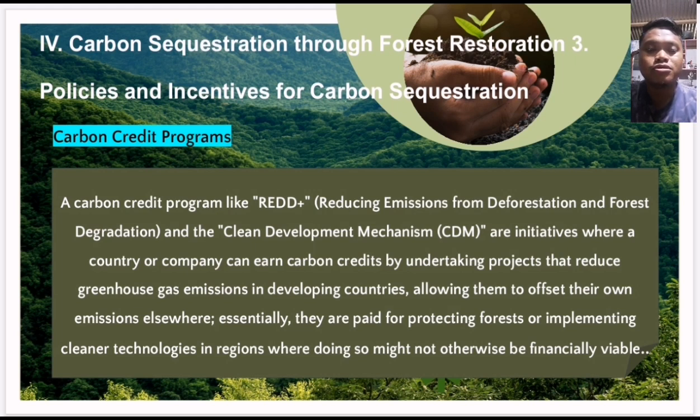Number two is to promote sustainable development, which supports projects that benefit local communities and the environment. The other one is to create economic incentives, to provide financial benefits for emission-reducing activities. Examples of carbon credit programs include the Clean Development Mechanism, or CDM. The other one is the Verified Carbon Standard, or VCS. And the other one is Gold Standard. These programs help organizations and countries meet their emissions reduction targets while supporting sustainable development projects.